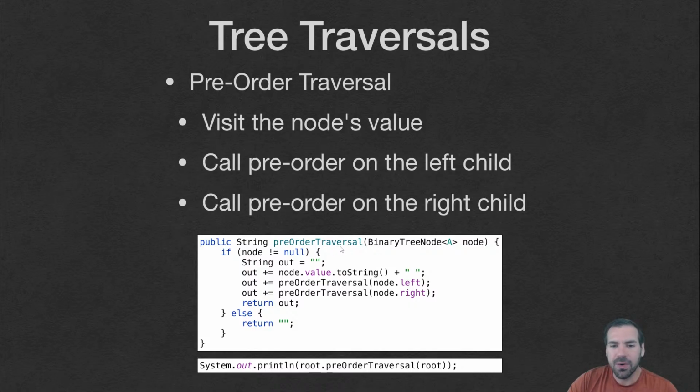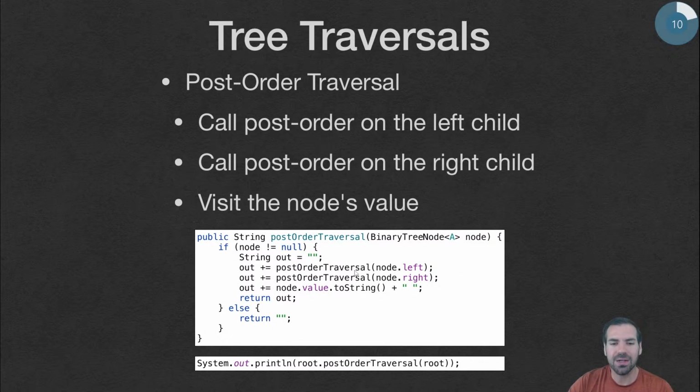Okay, and then pre-order traversal. The difference between the traversals is when you process the node's value in relation to the recursive calls. So in order, we process the node in between the two recursive calls. Pre-order, we process the node and then make the two recursive calls. And post-order, we make the two recursive calls and then visit the node. So all we're doing is changing the order in which we process the information. That's the only difference between the three traversals.